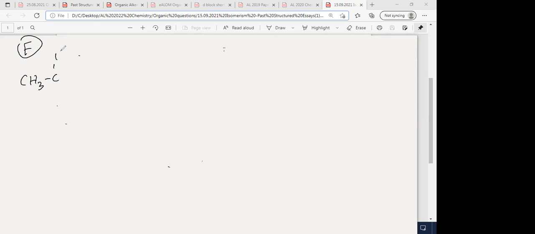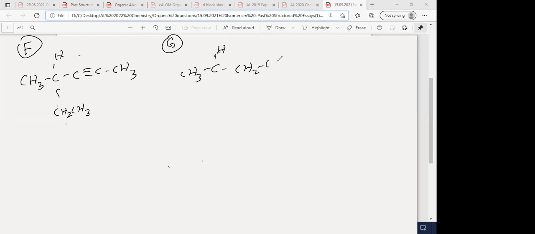F is CH3, CH, with a triple bond here. Then G you got CH3, CH2, C triple bond CH. Here the triple bond is CH, and here you get CH2 CH3.